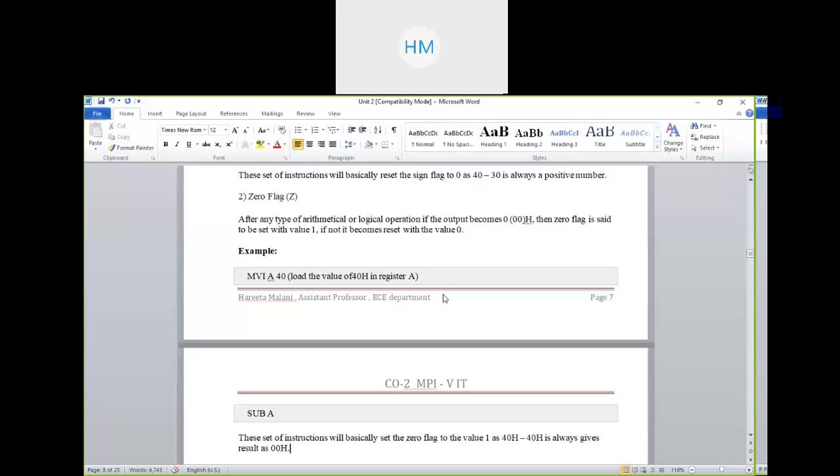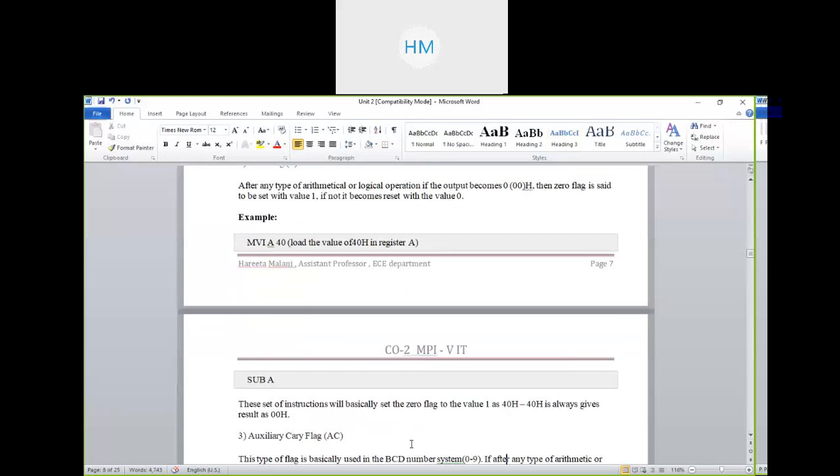I will load a number in the accumulator, like I have written here, MVI A, 40 hex, and then I am subtracting A. A minus A will give you 0, because the accumulator has 40. Here I have loaded the accumulator with 40 and I am subtracting the same number. So I will get 0 hex as a result and the zero flag will be set.